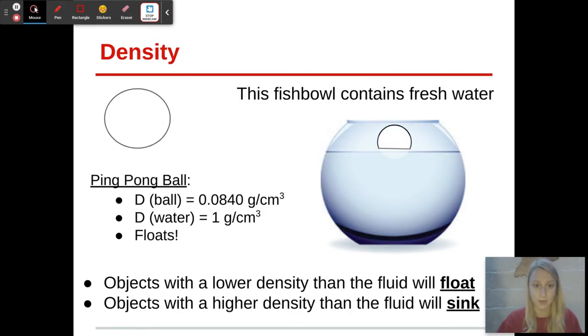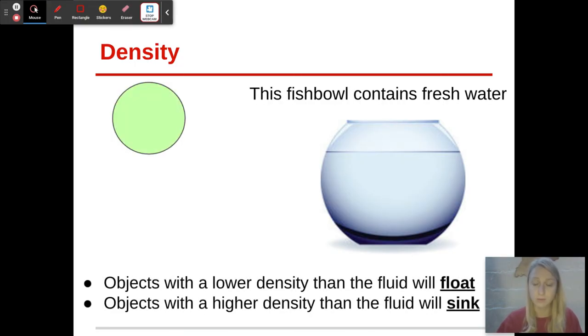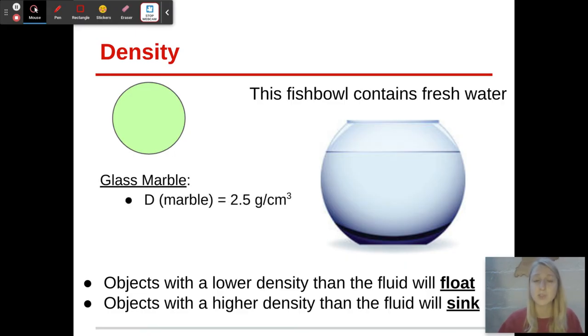Let's do the same thing with a glass marble. Remember our rules about floating and sinking. This glass marble has a density of 2.5 grams per centimeter cubed. That density is much higher than the density of the surrounding water, so this glass marble is going to sink to the bottom of the fishbowl.